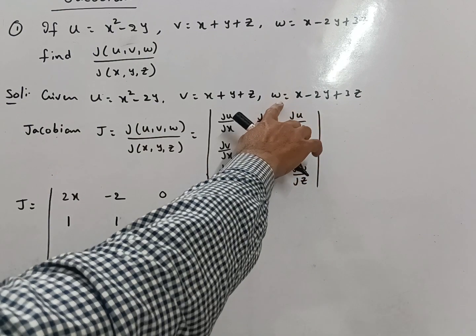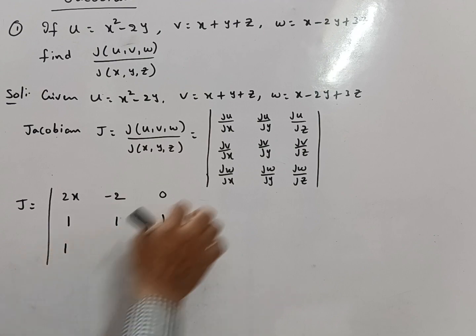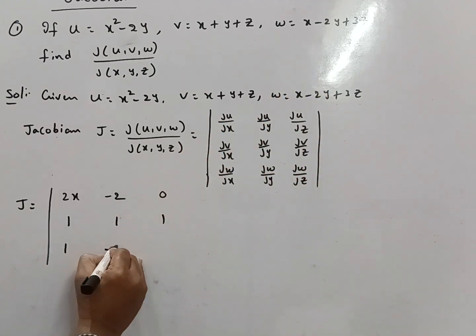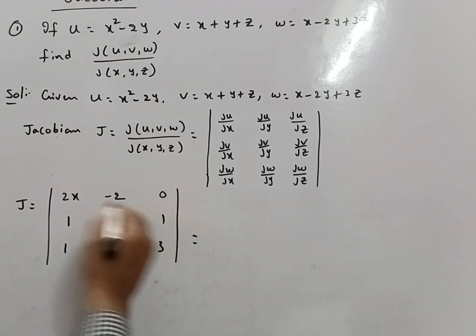Next, w with respect to x, y, z. With respect to x, w gives 1. With respect to y, minus 2. With respect to z, 3. That's it. So now you have to find the determinant of this.